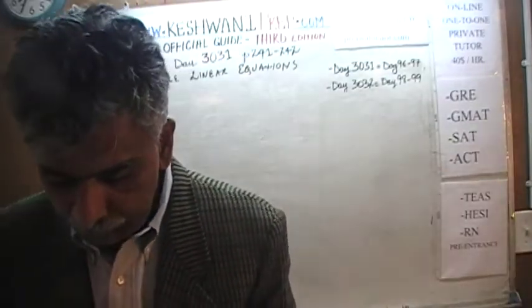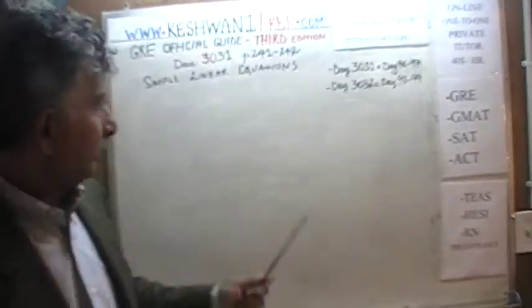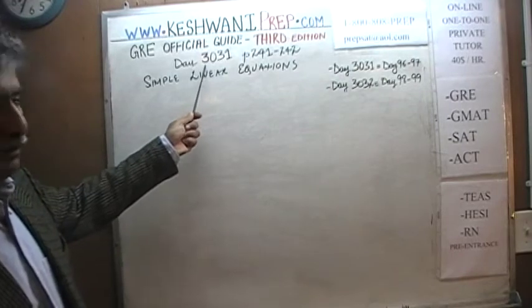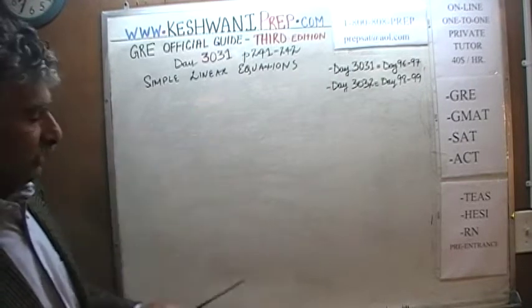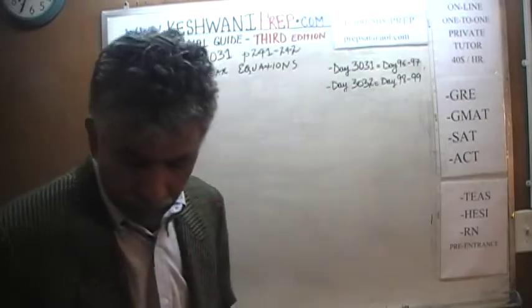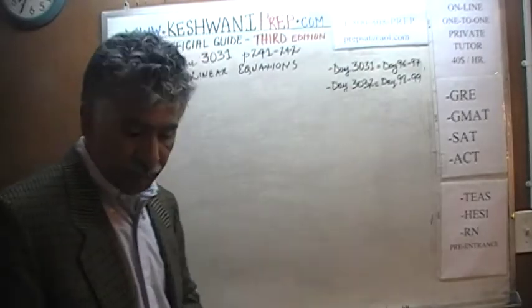Today is our lesson number 31. Day 3031, 3 is to signify that it's the third edition, day 31. We are on page number 241. We're going to solve some very simple linear equations.